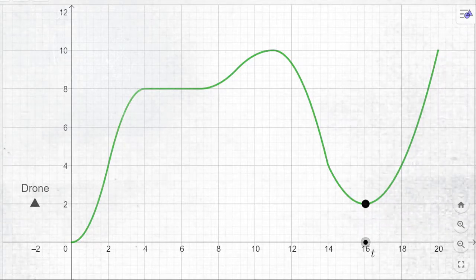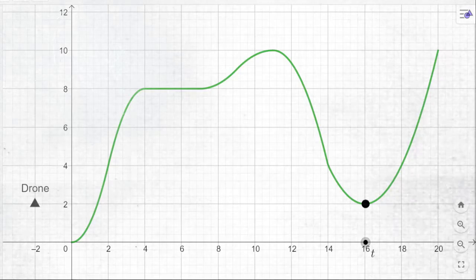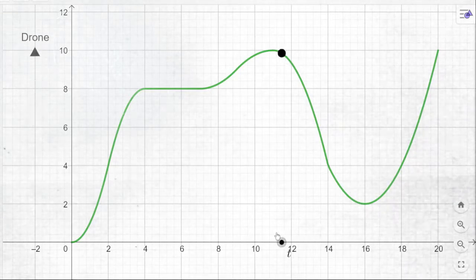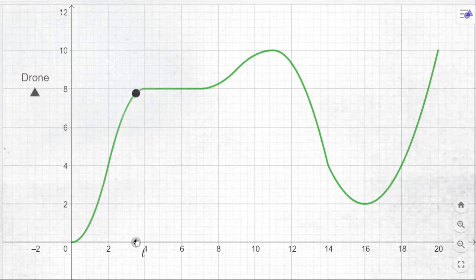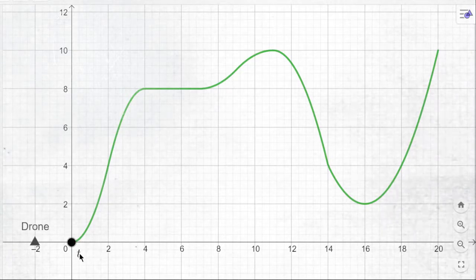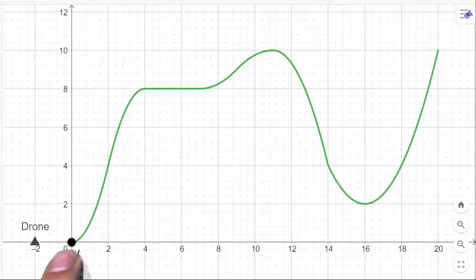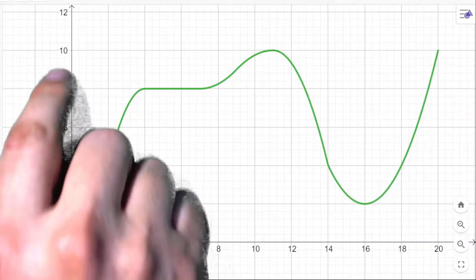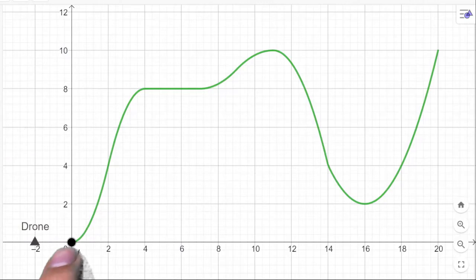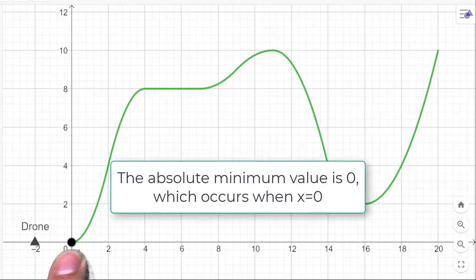All right, so suppose we're asked about the absolute minimum of this function. Well, if we want to know what the absolute minimum value of the function is, we know that that occurs over here, right? Now, the value of the function is the height of the point. Well, the height of this point is 0, so we would say the absolute minimum value is 0. Where does it occur? Well, it occurs when x is 0. So in this case, they're both equal to 0.